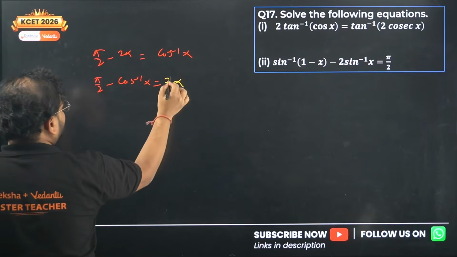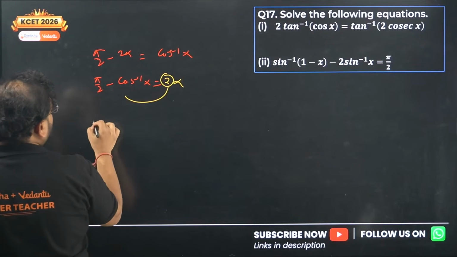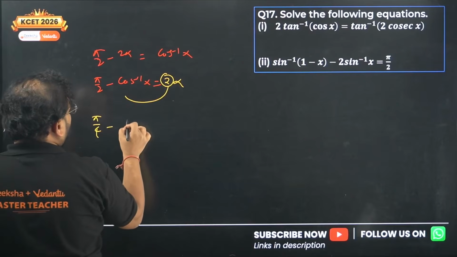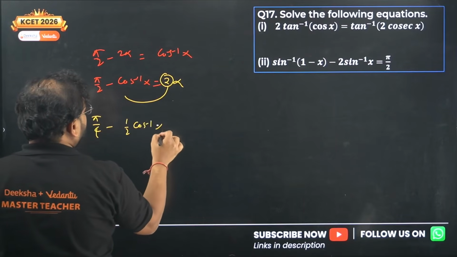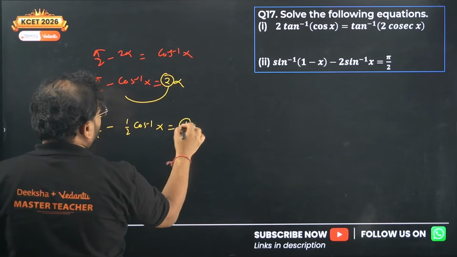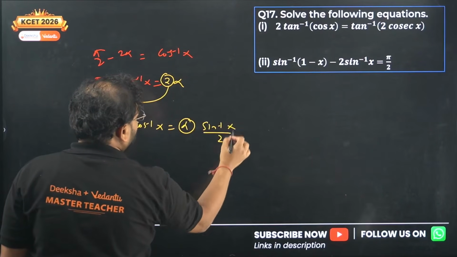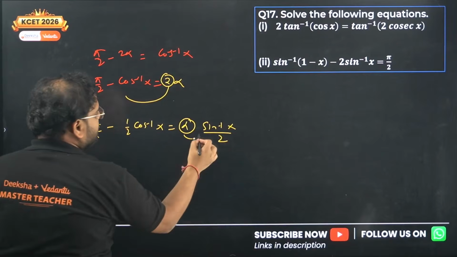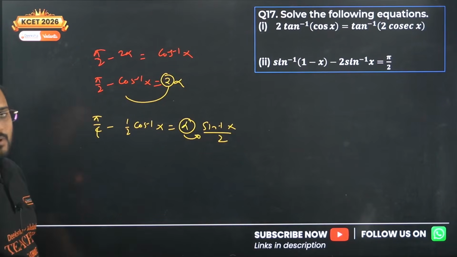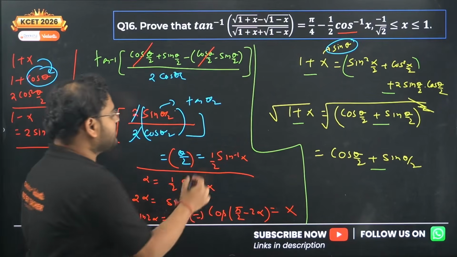Now I need the value of alpha only, no? So this will come over here. So pi by 4 minus 1 by 2 cos inverse of x equals alpha. What was alpha over here? Alpha was sine inverse of x by 2. Okay. Now what was this value? This was the value of this answer.